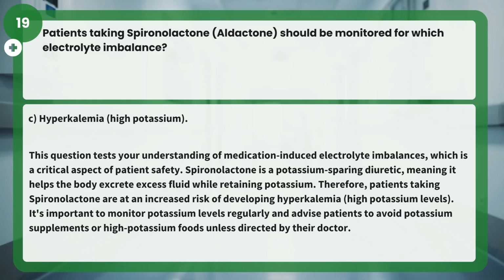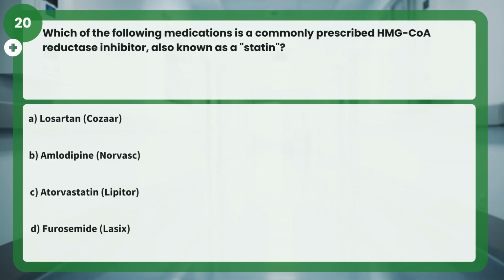Answer C. Hyperkalemia, high potassium. This question tests your understanding of medication-induced electrolyte imbalances, which is a critical aspect of patient safety. Spironolactone is a potassium-sparing diuretic, meaning it helps the body excrete excess fluid while retaining potassium. Therefore, patients taking spironolactone are at an increased risk of developing hyperkalemia, high potassium levels. It's important to monitor potassium levels regularly and advise patients to avoid potassium supplements or high potassium foods unless directed by their doctor.